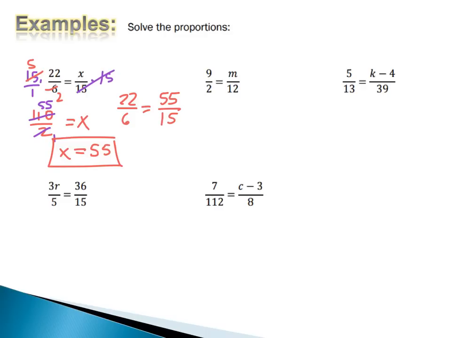To show this to you, let's simplify both sides. Watch. 22 and 6, what number goes into both of them? Well, 2 does. 2 goes into 6 3 times, and 2 goes into 22 11 times. So this simplifies out to 11 thirds. 55 and 15, what number goes into both? Well, 5. 5 goes into 15 3 times, and 5 goes into 55 11 times. That also simplifies out to 11 thirds. So notice how I have two different fractions, but when simplified, they both represent 11 thirds.